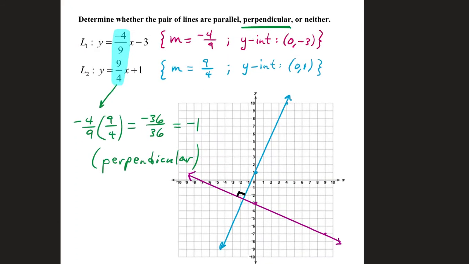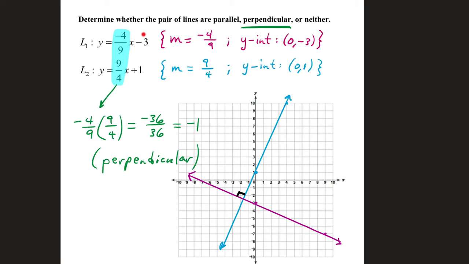Same type of problem, we're just switching up our two lines. Our first line is y equals negative 4 ninths x minus 3. That line has a slope of negative 4 ninths and a y-intercept of negative 3. Line 2 has a slope of 9 fourths and a y-intercept of 1. Y equals 9 fourths x plus 1.